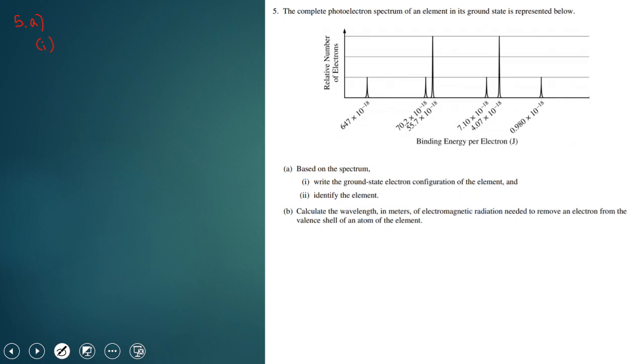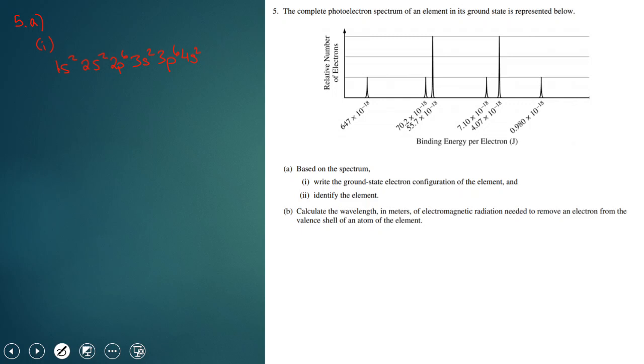And so what do we get? Well, this first peak is going to represent 1s2. Our second one is going to be our 2s2. Our third one is going to be our 2p6. This fourth peak at 7.1 times 10 to the negative 18 is going to be 3s2. Then we're going to have 3p6, and then we're going to have 4s2. Keep in mind that 4s2 comes before our 3d, so this would be incorrectly labeled as 3d2. You have to include the 4s2 first.